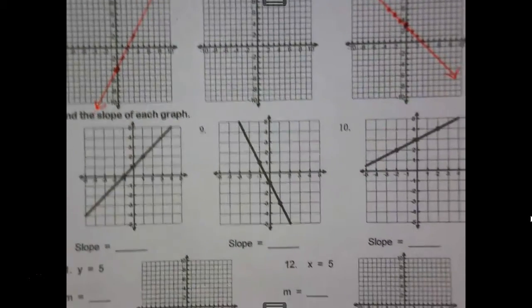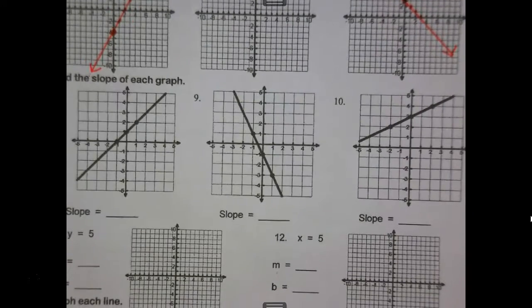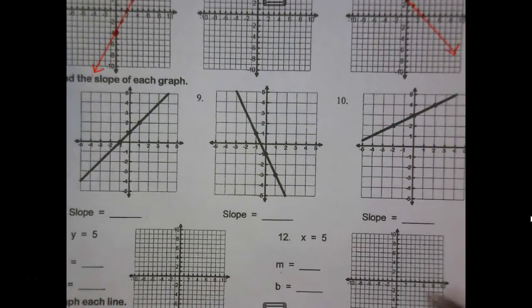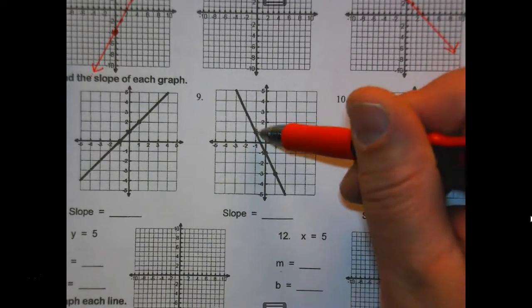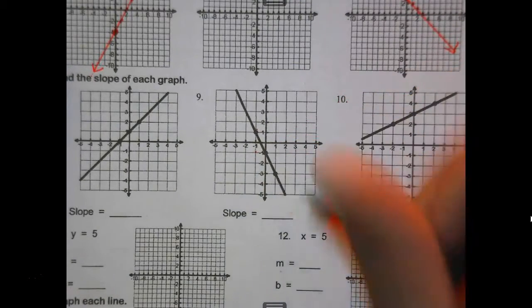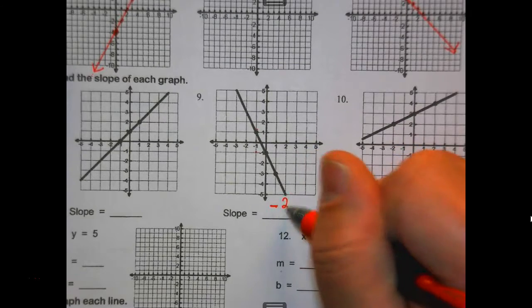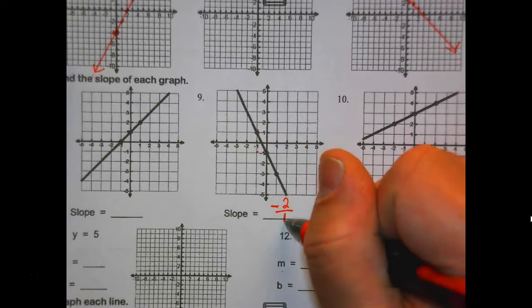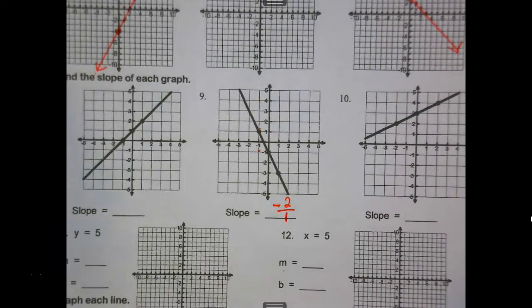Okay, number 9, we're supposed to find the slope. Remember how to do these? Pick 2 points and just count. So my slope is down 2 to the right 1. So it's negative 2 over 1, or 2 over negative 1, doesn't matter.